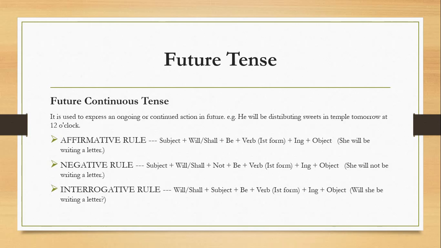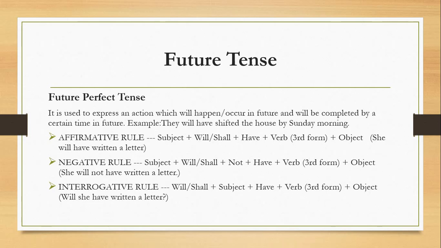Negative: subject plus will or shall plus not plus be plus verb plus ing plus object. She will not be writing a letter. Interrogative: will or shall plus subject plus be plus verb plus ing plus object. Will she be writing a letter?